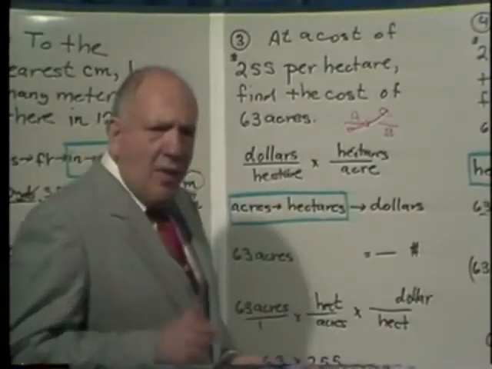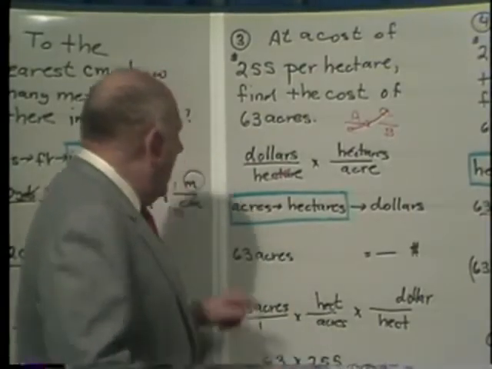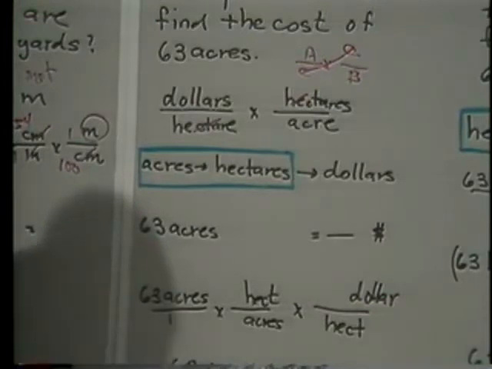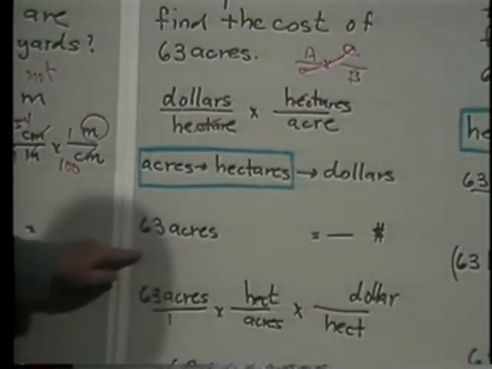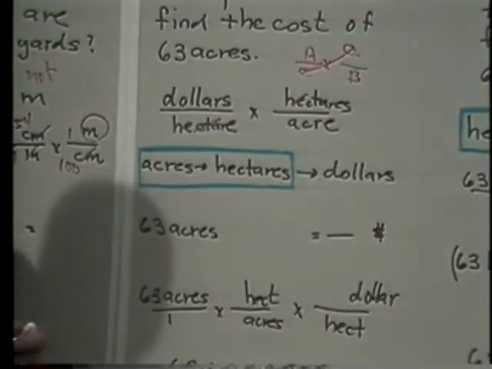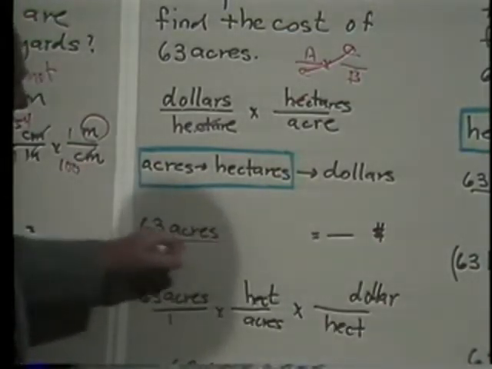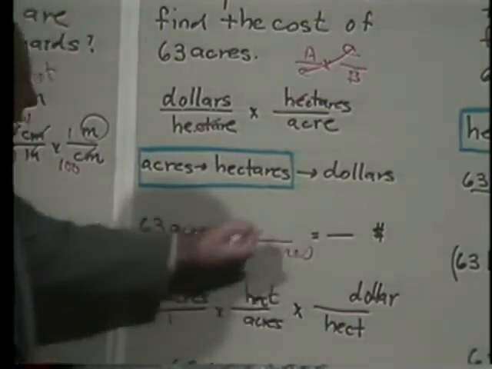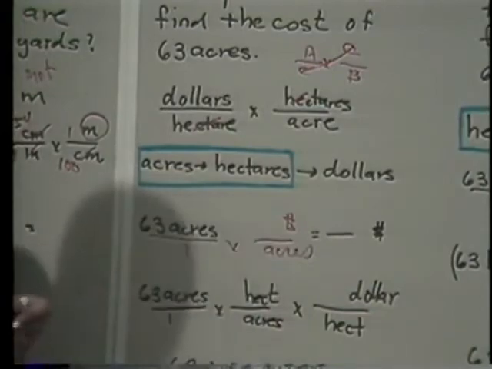And the way that comes out in terms of a fill in the blank is if you read the problem carefully, forget the rate that you're given. The problem says, find the cost of 63 acres. So you say 63 acres equals blank dollars. Then what are you going to do? You're going to say, okay, I want to get from acres to dollars, so I want the acres to cancel, and I want to bring the dollars in.